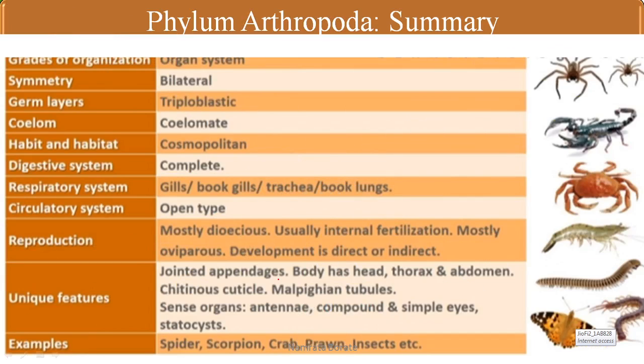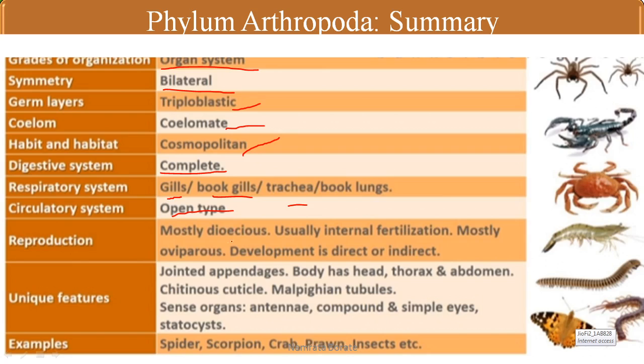Next, the summary of the phylum Arthropoda. This shows the organ system grade. There is a presence of bilateral symmetry in these organisms. The organisms are triploblastic. There is a presence of the true coelom. They are cosmopolitan, means found in all the regions. There is a complete type of digestive system, and respiration is by means of gills, book gills, trachea, or book lungs.